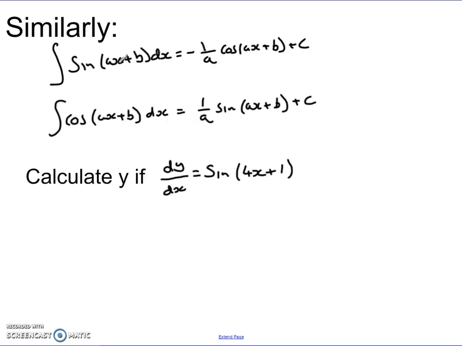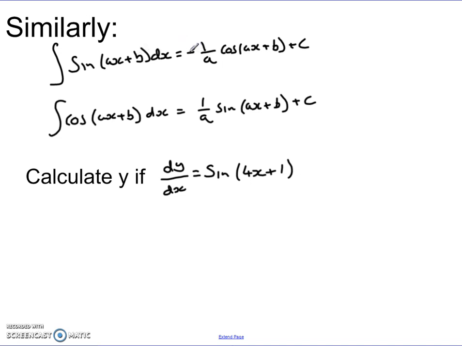So the integral of sine of ax plus b and the integral of cos of ax plus b, both with respect to x. Remember we did the derivatives of these. This is just again reversing the process. Our signs don't change. The integral of sine is still minus cos. The integral of cos is still sine. It's just this extra little part that comes into play with the ax plus b.